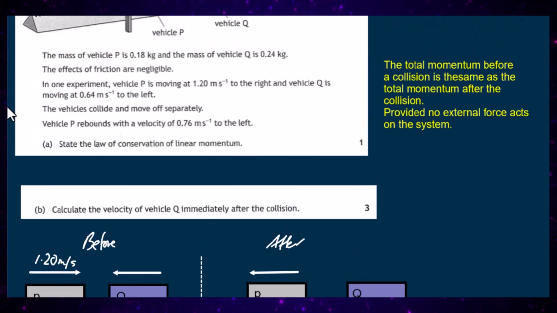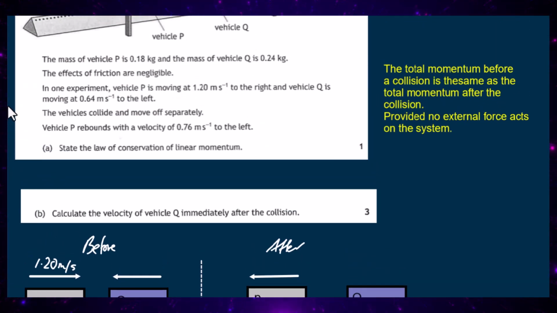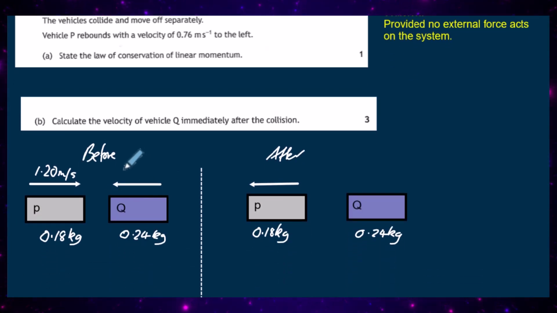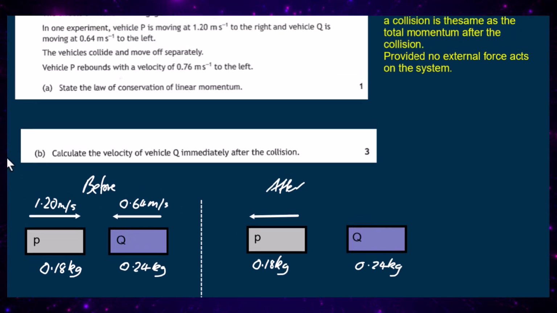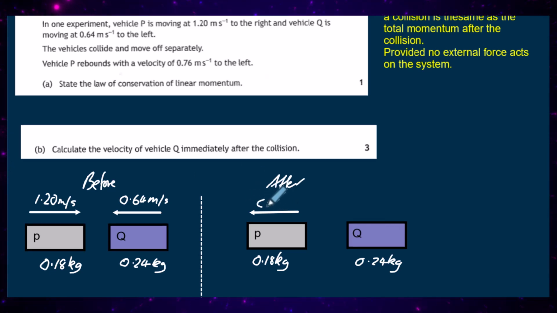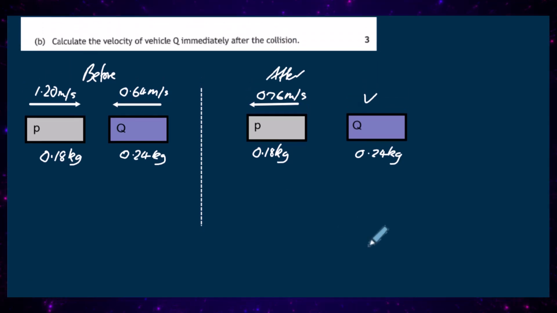And vehicle Q, it tells us here, is moving 0.64 meters per second to the left, and that's this direction here. Now what happens after the collision? It says vehicle P rebounds with a velocity of 0.76 meters per second to the left. And really we've got to find out what the velocity of vehicle Q is immediately after, and we'll call that V.